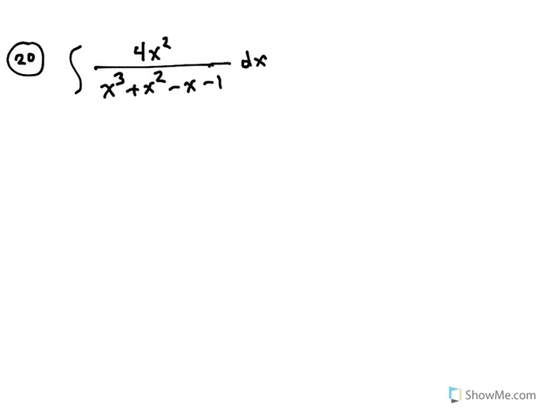Here's our second example, number 20. We have the indefinite integral of 4x squared over x cubed plus x squared minus x minus 1 dx. And again, you look at the integrand, and it's a proper rational expression, and we'd like to go ahead and try partial fraction decomposition to rewrite the integrand and see if that helps us to integrate. So step one in the process of doing partial fraction decomposition is to factor the denominator, and we'll go ahead and do that.